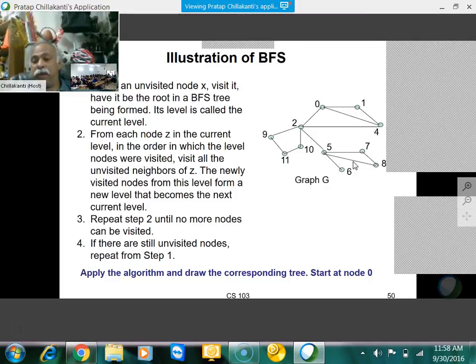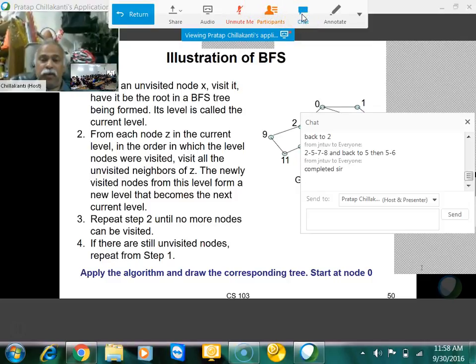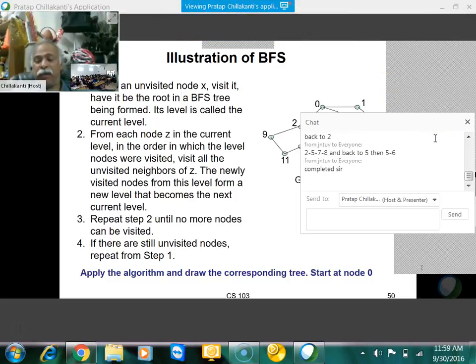Jntuk we completed. Okay. So tell me, what do you have at different levels, right? So let's say the node 0 is at level 0. After one edge, what do you have at edge 1 or level 1? And like that, you can complete that. Okay?